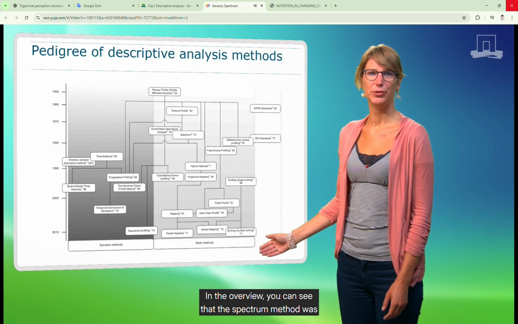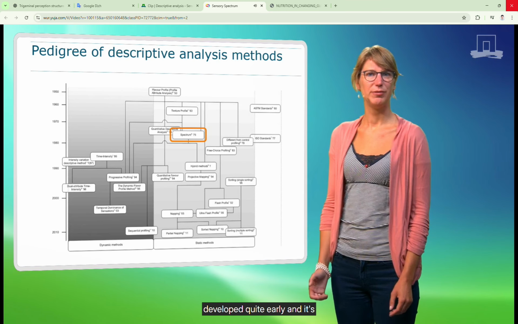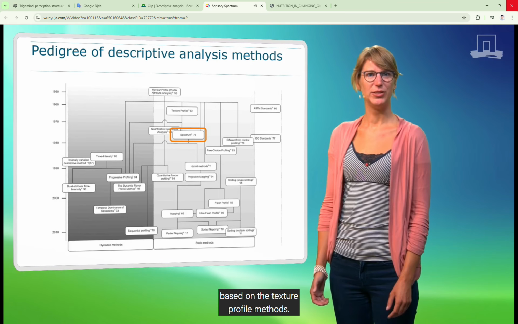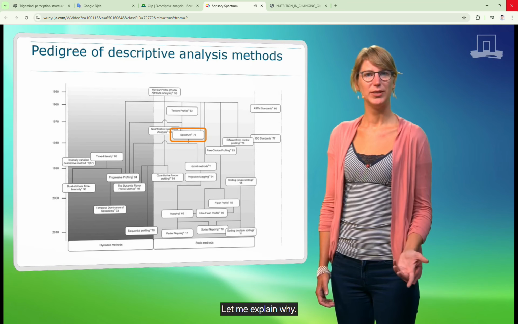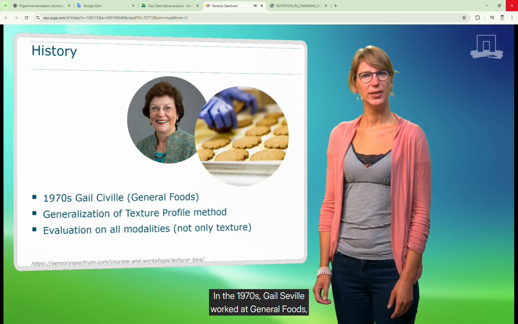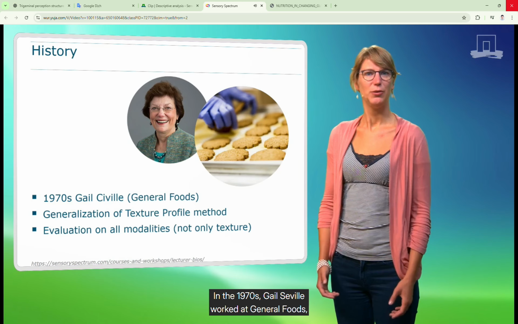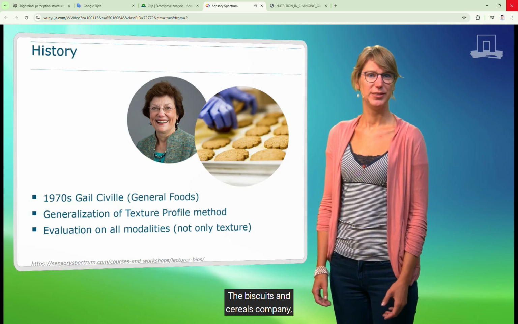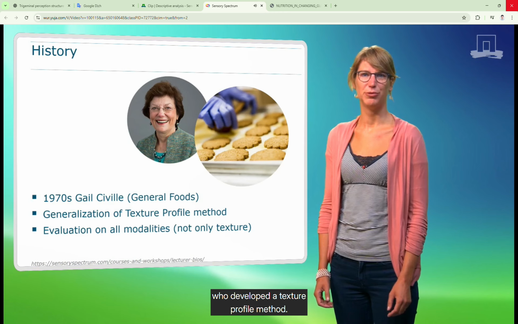In the overview, you can see that the Spectra method was developed quite early and is based on the texture profile method. Let me explain why. In the 1970s, Gail Seville worked at General Foods, the biscuits and cereals company who developed the texture profile method.